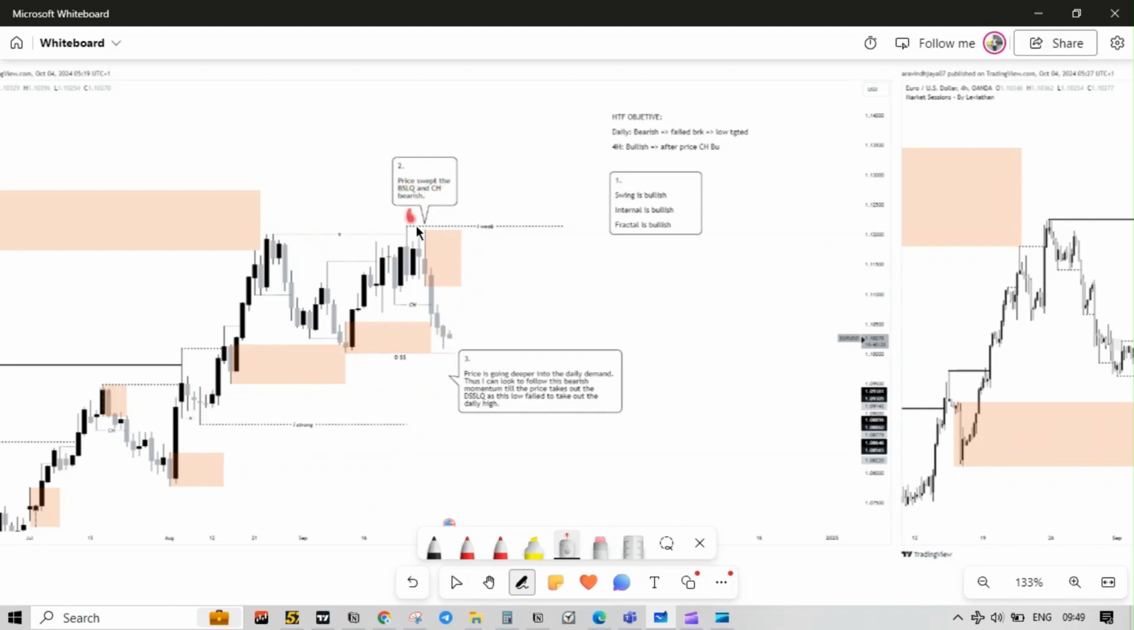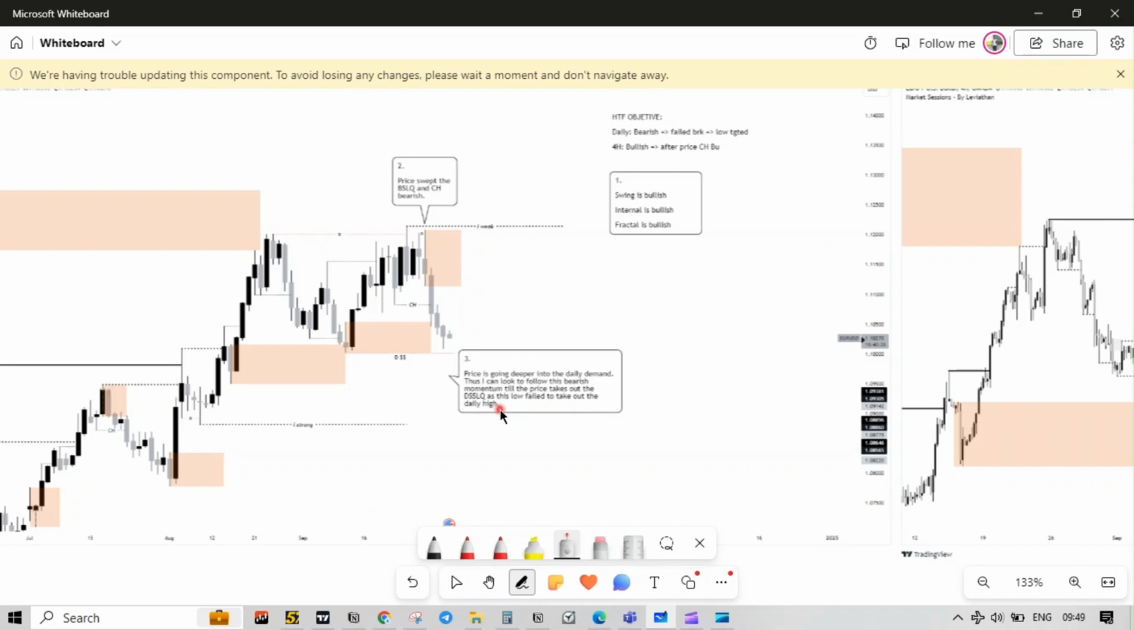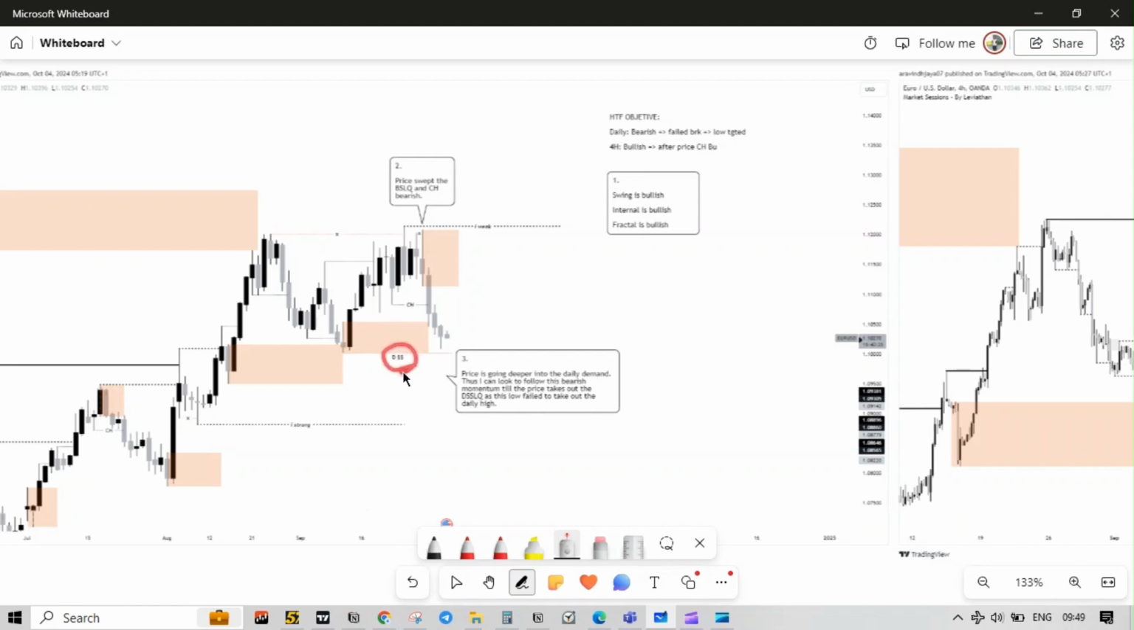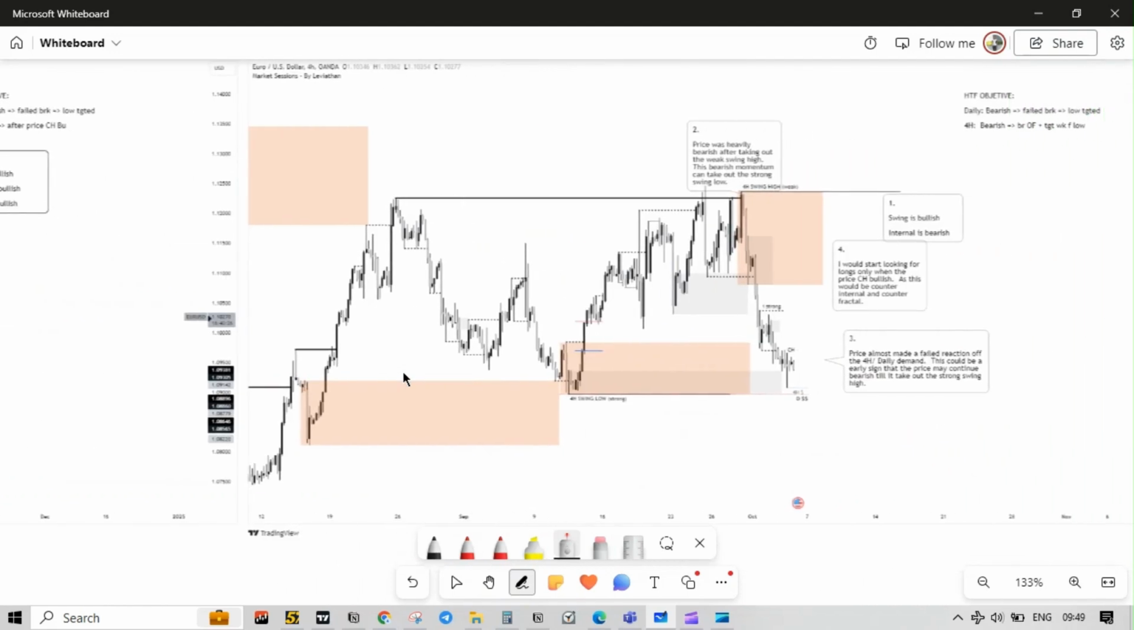Price swept the buy side liquidity and chalk bearish. Price is going deeper into the daily demand. Thus, I can look to follow this bearish momentum till the price takes out the daily sell side liquidity, as this low failed to take out the daily high. And one more thing is that this low failed to take out this high. So this low probably would be taken out. So that's a very good concept. So this sell side liquidity can be taken out this day.